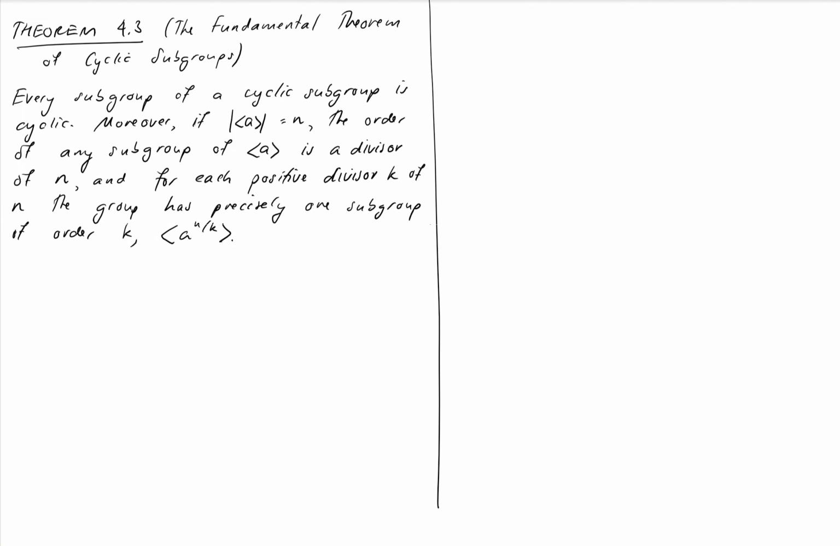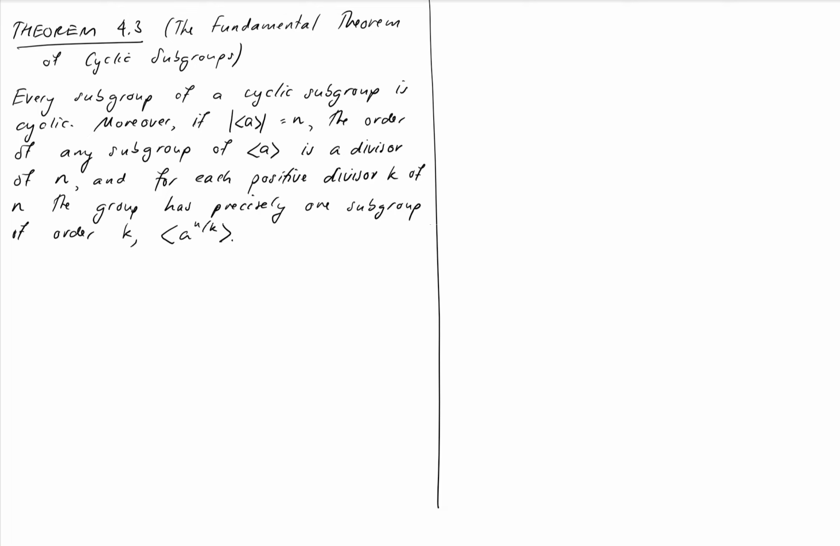Right, so here it is, the fundamental theorem of cyclic subgroups. Now this says a lot, so we better go through it fairly carefully, so that we make sure we understand what it's actually claiming. So first off, it says that every subgroup of a cyclic group is cyclic. So you cannot have a non-cyclic subgroup of a cyclic group. And that's the first part.